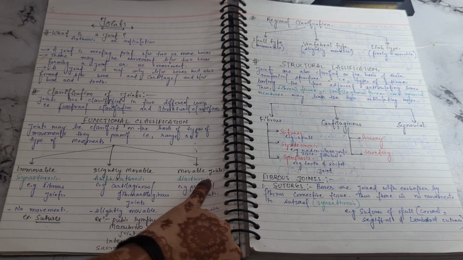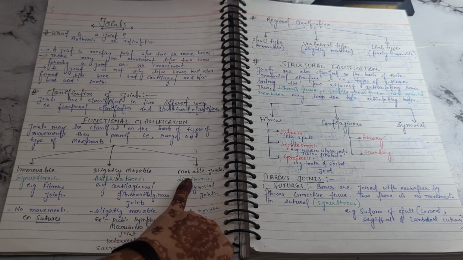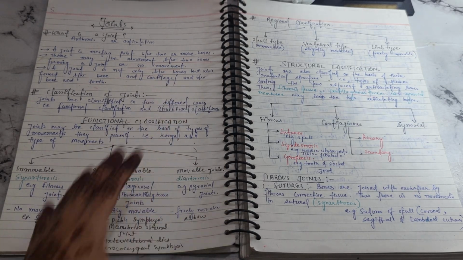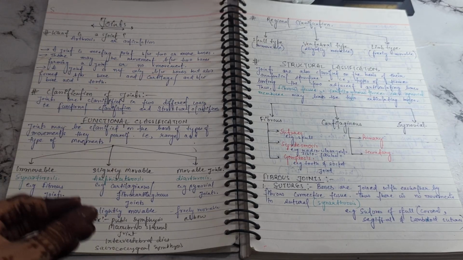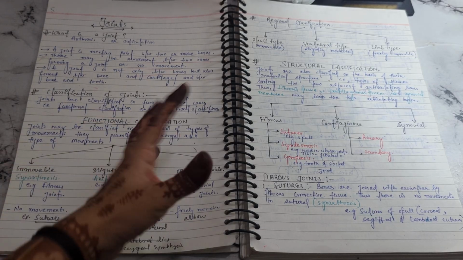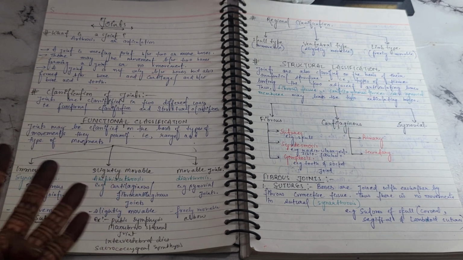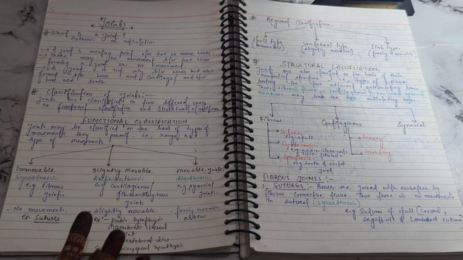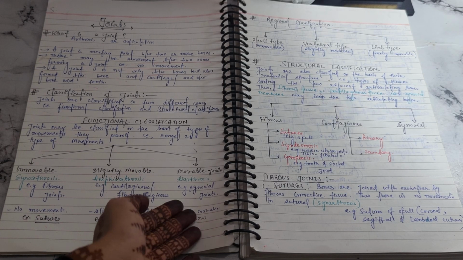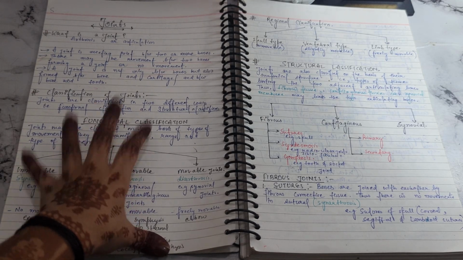Next are movable joints, also known as diarthrosis. Diarthrosis joints are basically synovial joints. Because of the presence of synovial fluid, these are known as synovial joints or diarthrosis. These are highly movable, like the hip joint, the knee joint, and the shoulder joint. So these are known as movable joints or diarthrosis. So we have covered the functional classification.